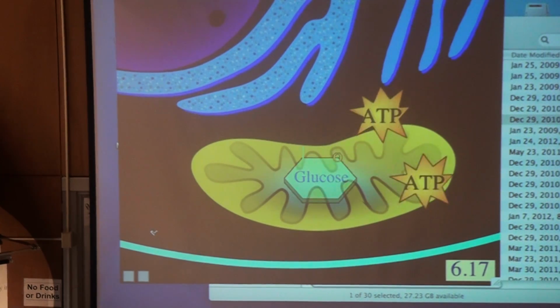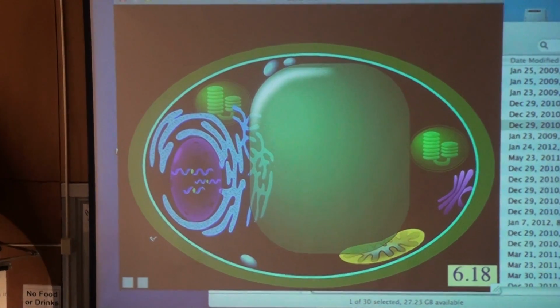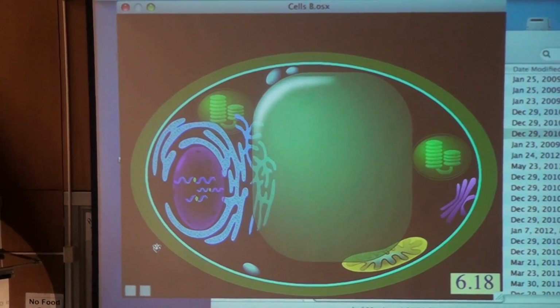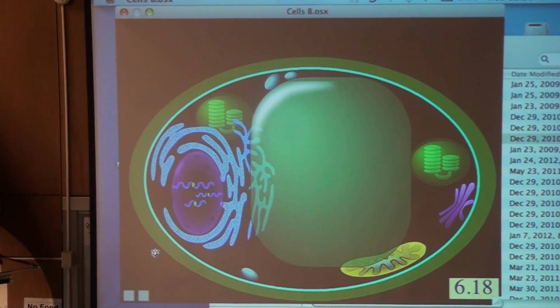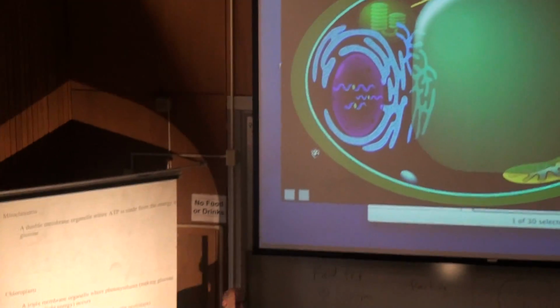One more organelle. This last organelle is the chloroplast, and you do not find chloroplasts in animal cells. You find them in plant cells and some protistans. Remember, protistans are typically single-celled eukaryotes. Like if you looked at pond scum under a microscope, you would see some protistans. Anyway, in plant cells and some protistans, you find these structures called chloroplasts, and they are a triple membrane organelle.